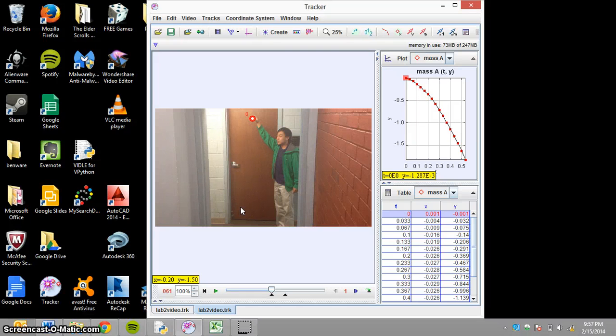For my lab, to describe the motion of a falling object, I took a video of me dropping a piece of paper onto the floor and uploaded it into Tracker. Here's the video. Before I could analyze this, I had to do a couple things.